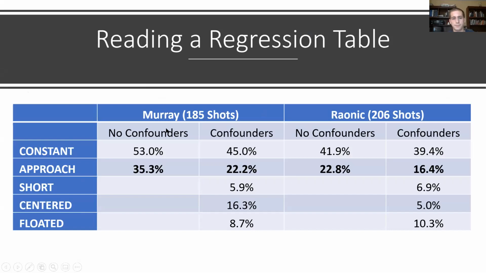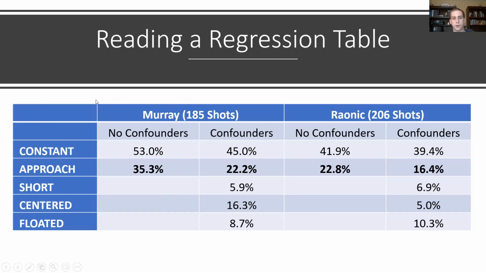This is a regression table. This is pretty much the most involved slide in this entire presentation. It's got a lot of numbers, so I'm just going to take you through it. If you look at the left-hand column here, what you're going to see are the variables. So we see approach, we see the short, centered, floated variables, and we see this thing called constant. Constant is not a tennis term. Constant is a statistical term, okay?